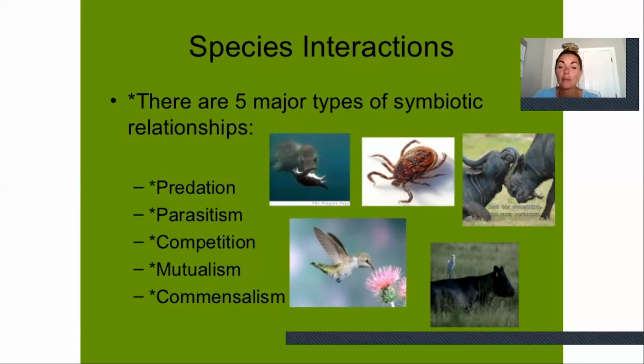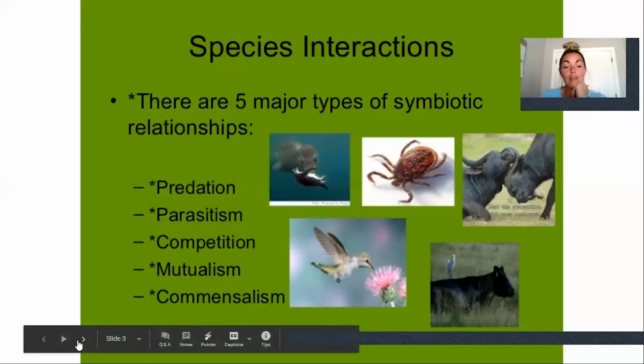Okay, so like I said, 5 major types. We have the predation, parasitism, competition, mutualism, and commensalism. All right, weird big words, right? Predation, parasitism, competition, mutualism, commensalism. So let's find out what each of them mean. So hopefully you all wrote them down. I'll give you another second to look at that screen.